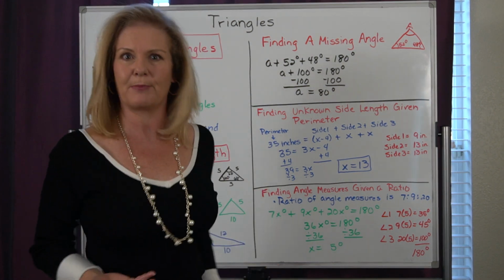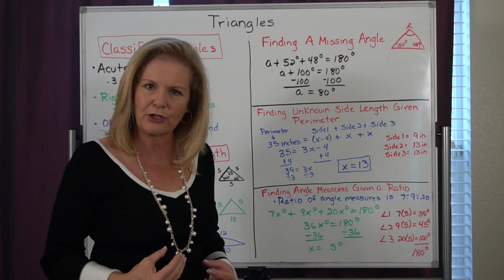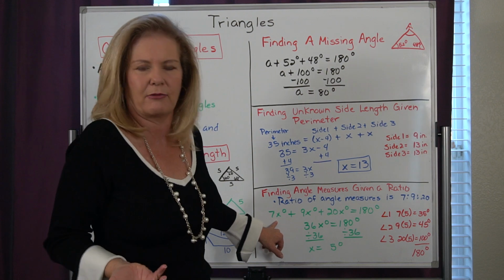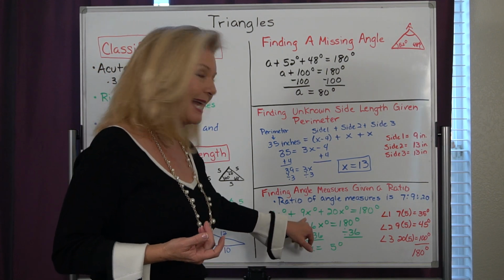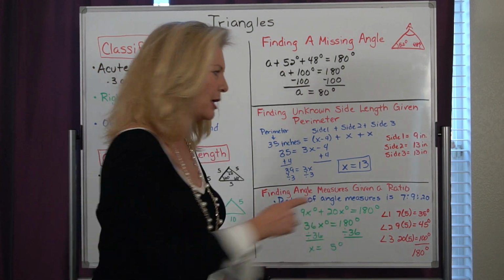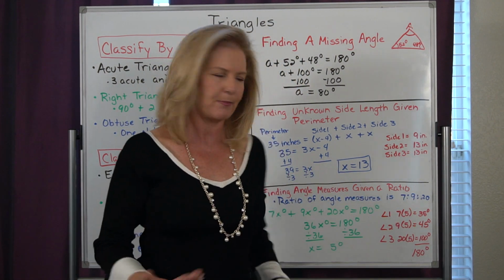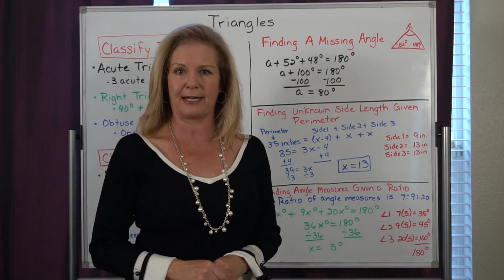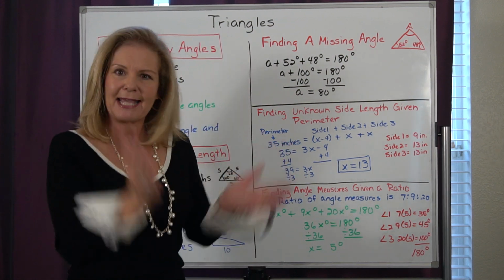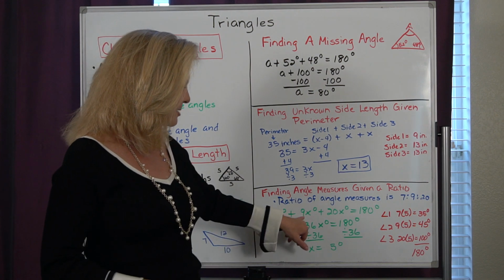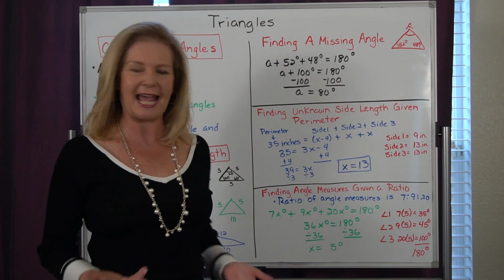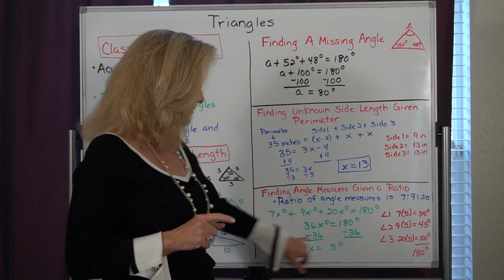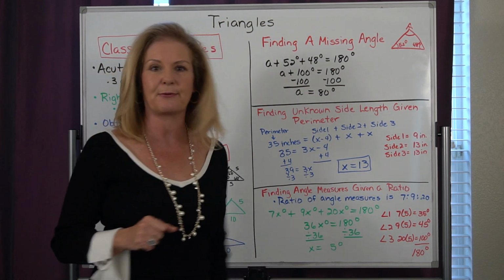So what I do is I set up an equation, and again, all my angles have to go on one side. So I'm going to say 7x, because I don't know what the degree measure is, plus 9x plus 20x. So I'm just taking my ratio numbers. And I know if they are angle measures, they have to equal 180 degrees. So now I'm going to gather my like terms. So 7x plus 9x plus 20x is 36x equals 180 degrees. Now it's a one-step equation. I'm going to divide both sides by 36. I get x equals 5 degrees.